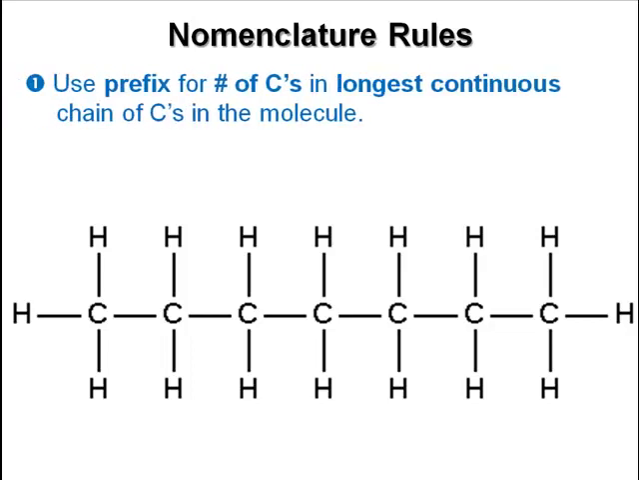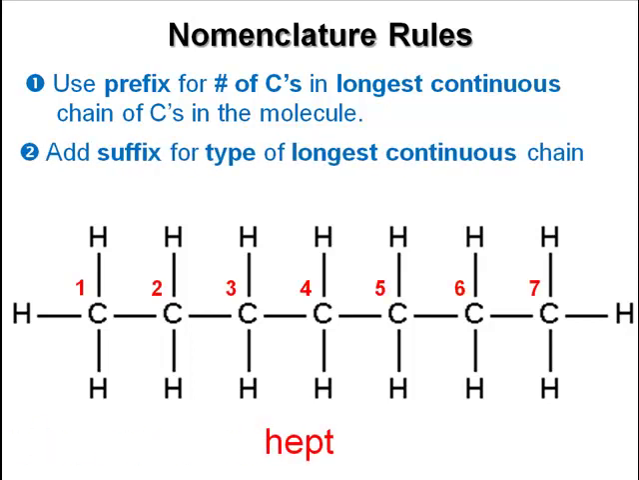Heptane. Very good. So use the prefix for the number of carbons in the longest continuous chain of carbons in the molecule. In this case, the longest continuous chain is 7. There are no other smaller chains. That's the first rule. 1, 2, 3, okay. Hept. There we go.